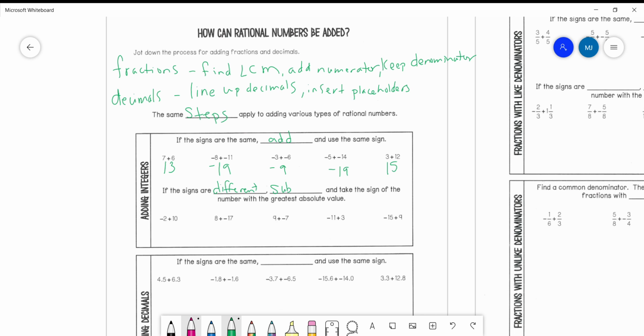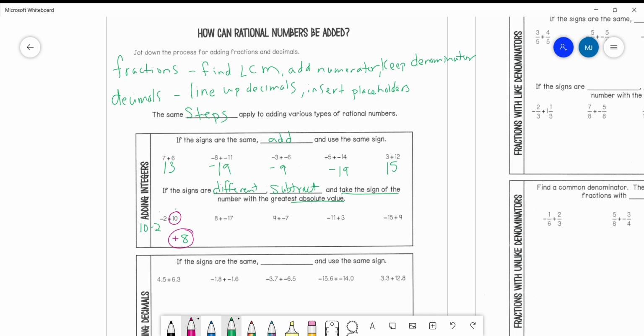you're going to subtract. So subtracting the numbers. Then you take the sign of the number with the greatest absolute value. Remember, absolute value is the distance to 0 on a number line. So negative 2 plus 10. We have one that is negative and one that is positive. So the signs are different from each other. So we're actually going to subtract these numbers. So 10 minus 2, and that's going to be 8. And then we look and we see, well, which one has a greater absolute value? So negative 2 is only 2 spaces from 0. 10 is 10 spaces from 0. So this one has the greater absolute value, and the sign for that is positive. So our answer is positive 8.